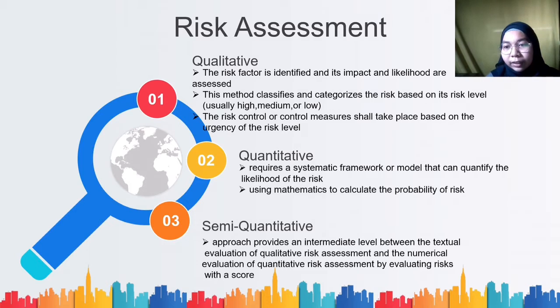And the second one, quantitative, requires a systematic framework or model that can quantify the likelihood of the risk using mathematics to calculate the probability of risk. And the last one, the semi-quantitative approach, provides an intermediate level between the textual evaluation of qualitative risk assessment and the numerical evaluation of quantitative risk assessment, by evaluating risk with a score.